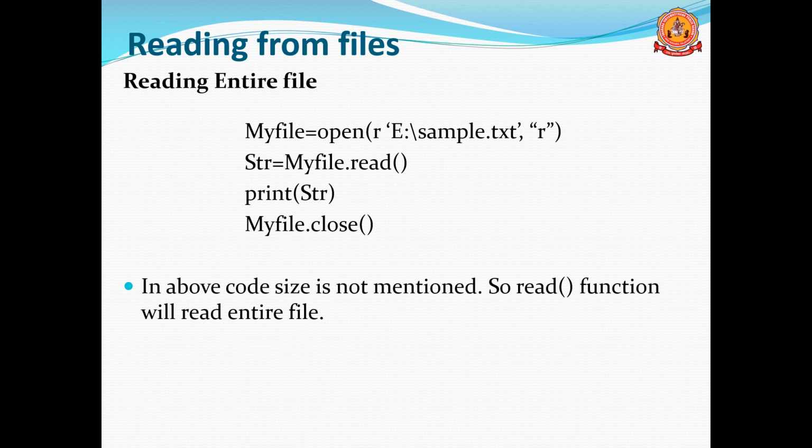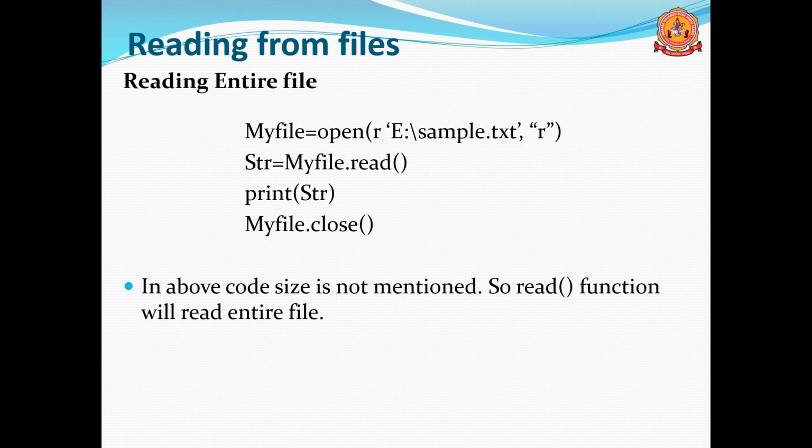If you want to read the entire data, remember one more thing here. myfile equals open, and the r means it is known as a raw string, meaning there is no special meaning for the upcoming string. Here the path is specified in the E drive, sample.txt. In the E drive, it searches for sample.txt. If the file is there, it will open, and the file is opened for reading.